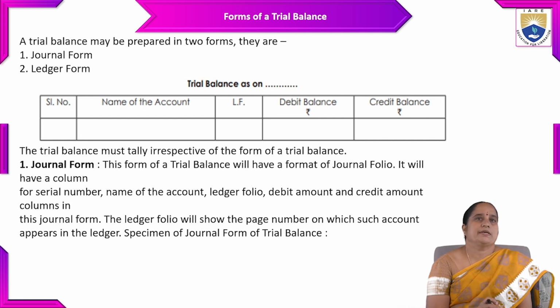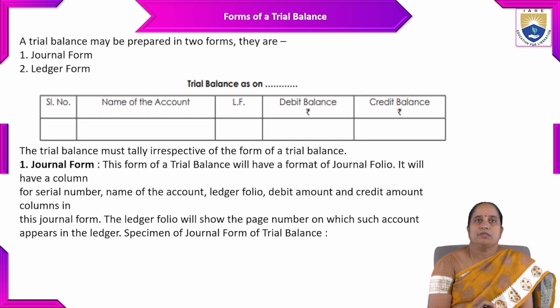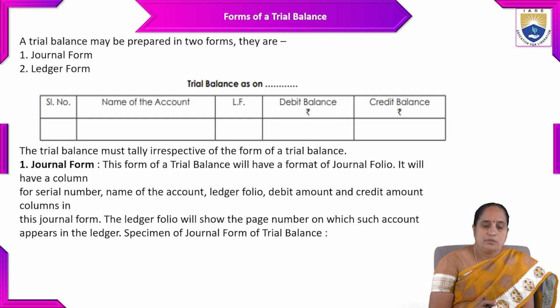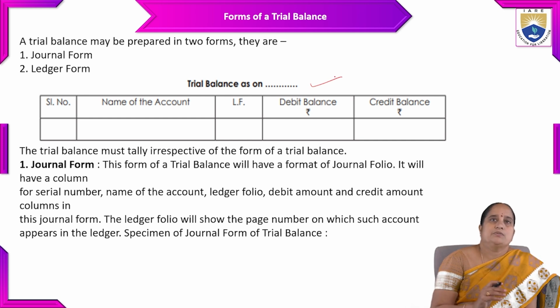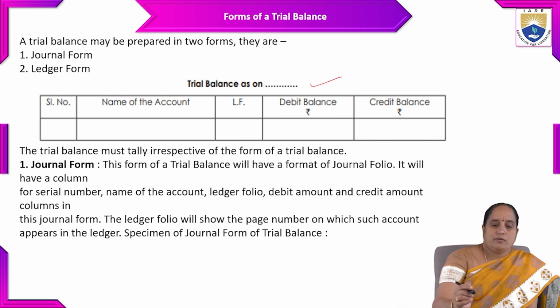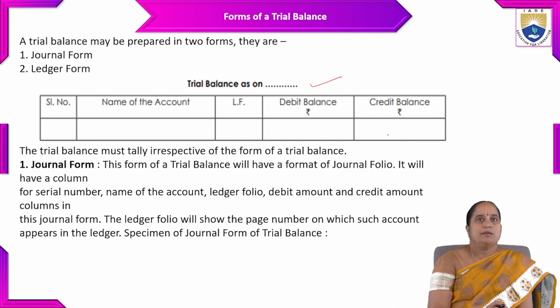Coming to the forms of trial balance, a trial balance may be prepared in two forms. One is the journal form, another is the ledger form. So this is the specimen of the journal form. In the journal form, we mention the balances on two sides: one is the debit balance, another is the credit balance. So the trial balance must tally irrespective of its form.